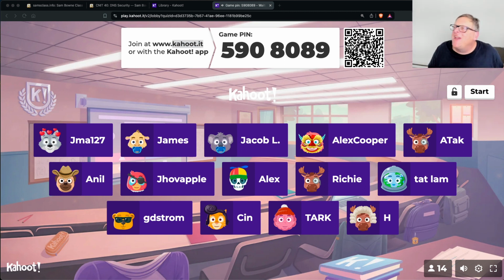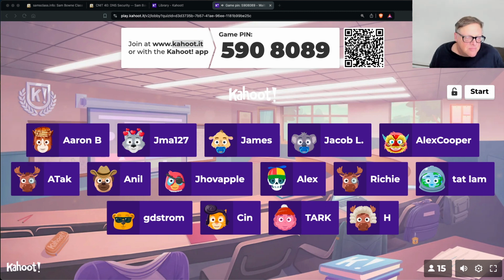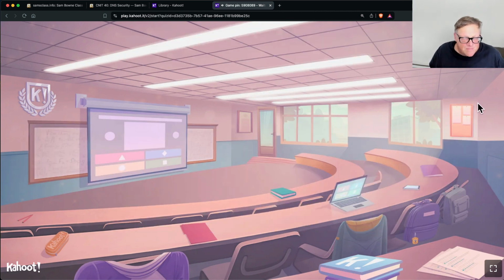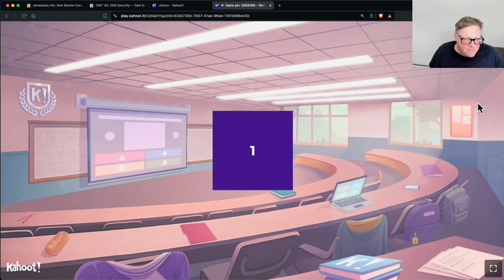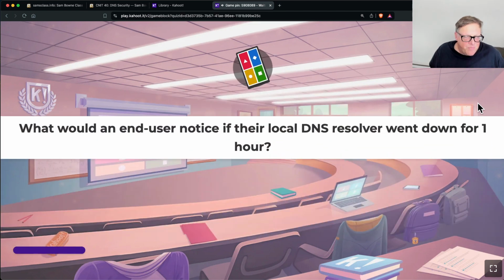QR code takes you to the browser. Yep, well, yeah. I'll wait a few more seconds, see if anybody else is coming. All right.